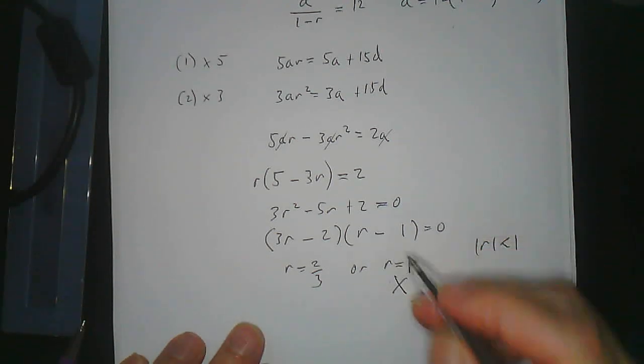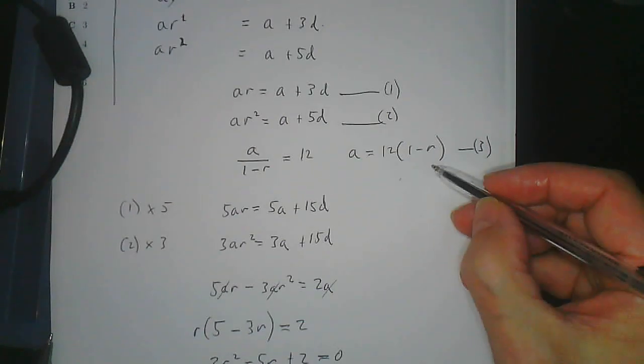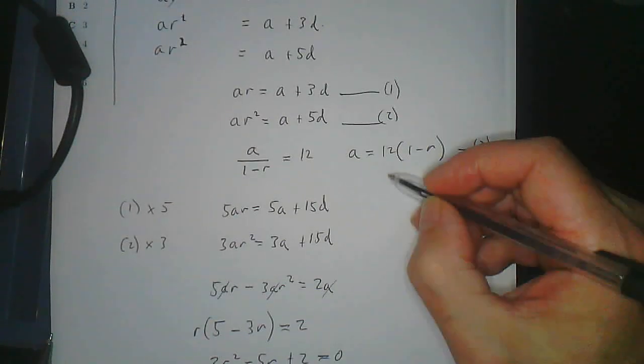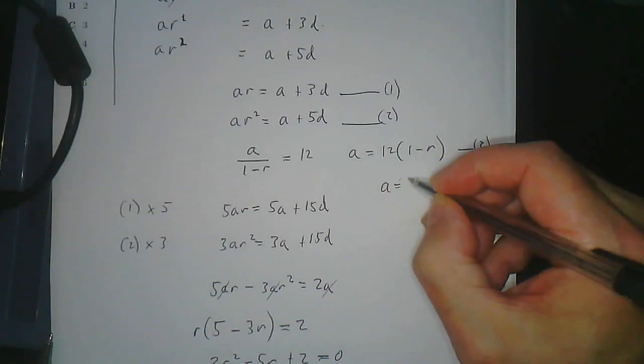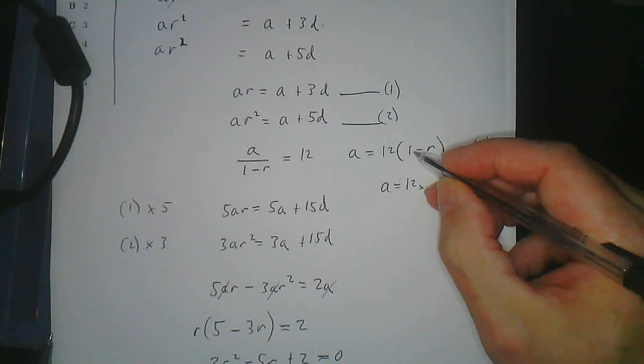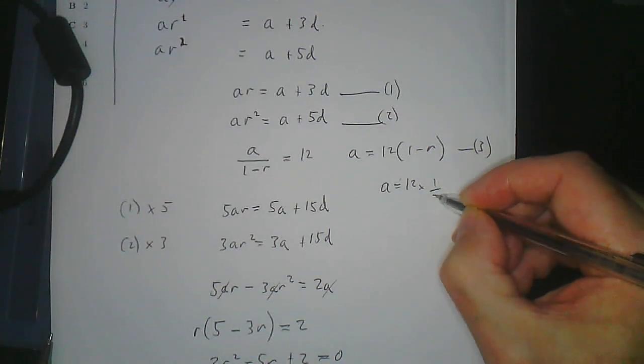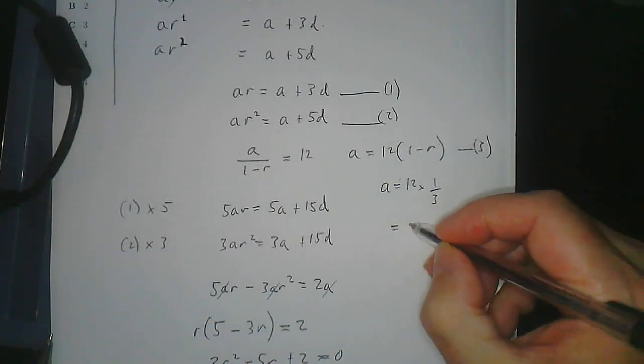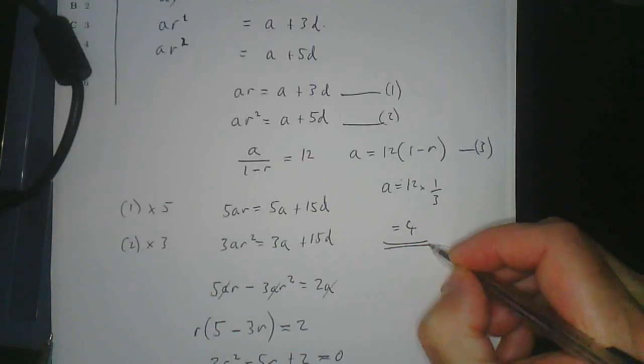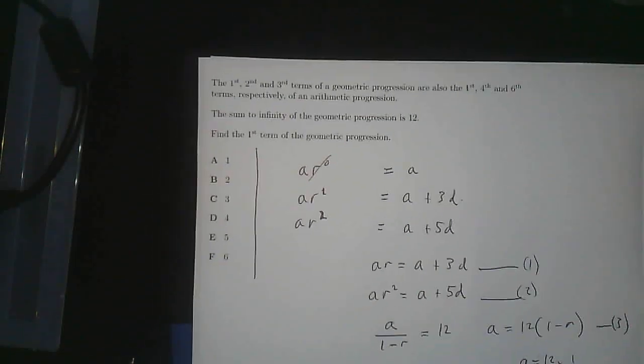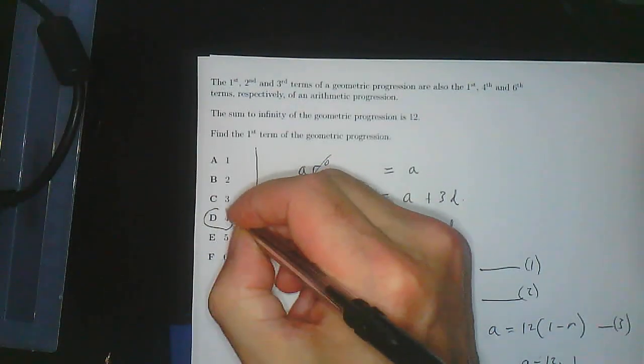R is 2/3. Well, we can just put it back in here. If we're putting R in here, we can say A equals 12 times, well, 1 minus 2/3 is 1/3. 12 divided by 3 is 4. And that's going to be our answer, 4. Let's see if it's in the list. Sure enough, it's here. And we're done.